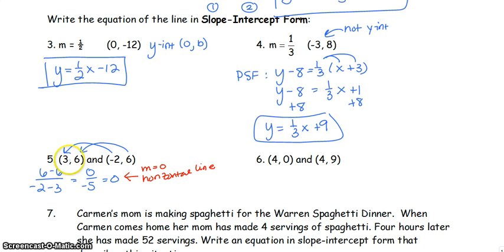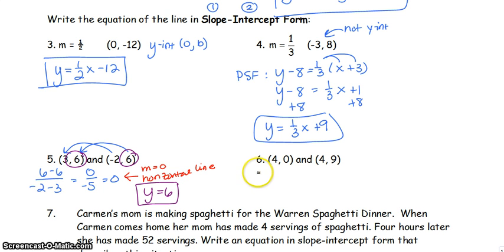If you forgot that, when we look at our points, we've got 3, 6, negative 2, 6. Notice that both of your y values are 6. Therefore, the equation of that horizontal line is y equals 6.